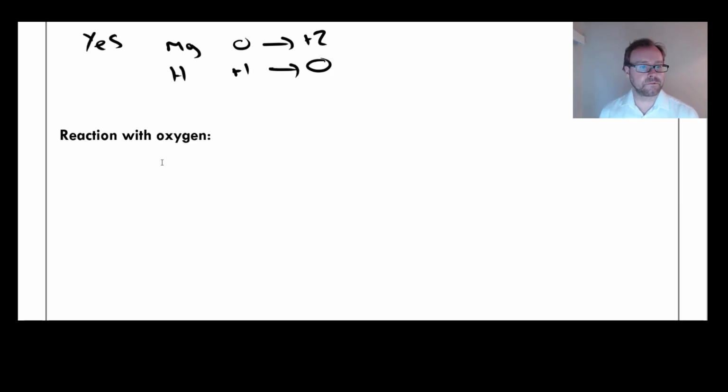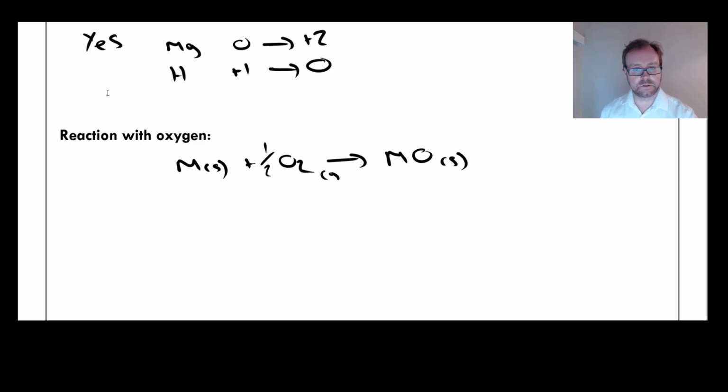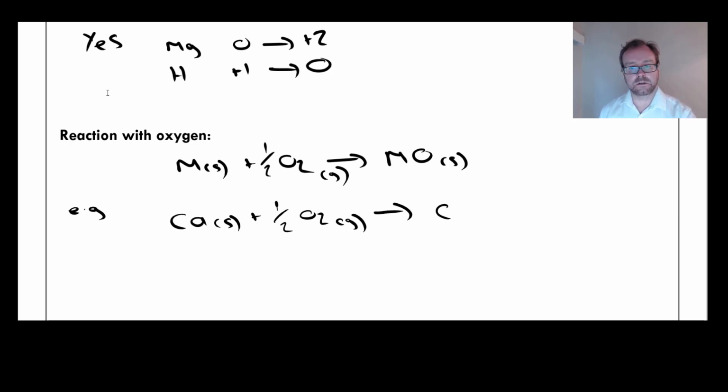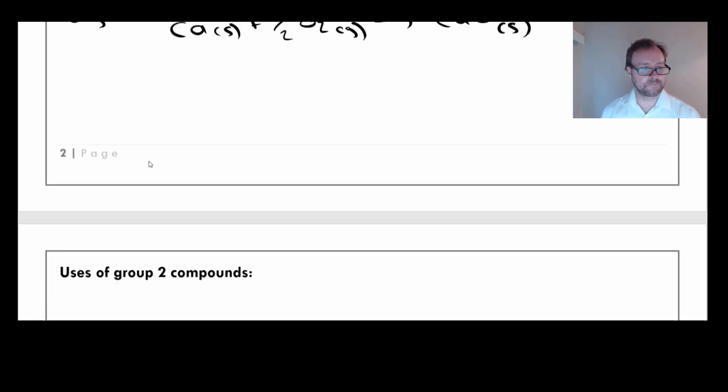Next, the reaction with oxygen. I'm sure you can work this out yourself. Our generic equation is going to produce the metal oxide, and we can balance this with half O2. We'll do an example. We won't use magnesium again, we've already used it. Let's use calcium plus half O2 gas forms my metal oxide. In this specific case, it would be calcium oxide.